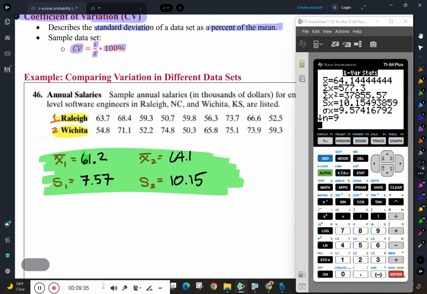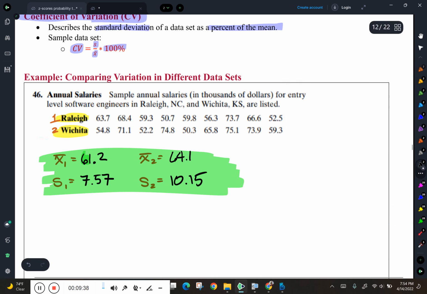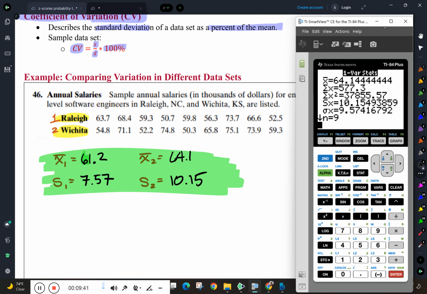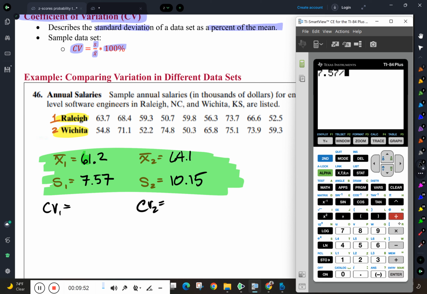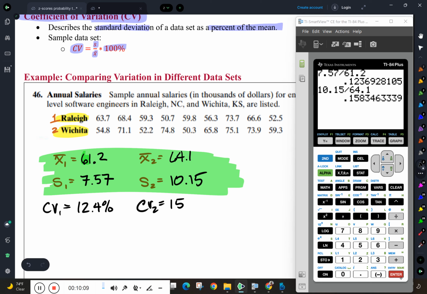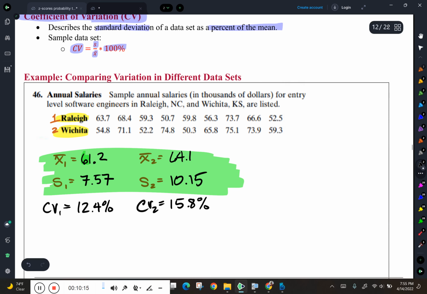Okay, now I'm going to try to figure out what this means. Let's do CVs for these too, a coefficient of variation for group 1 and a coefficient of variation for group 2. The coefficient of variation for group 1 is going to be 7.57 divided by 61.2, and I get 12.4%. Then if I do the second group, 10.15 divided by 64.1, I get 15.8%.